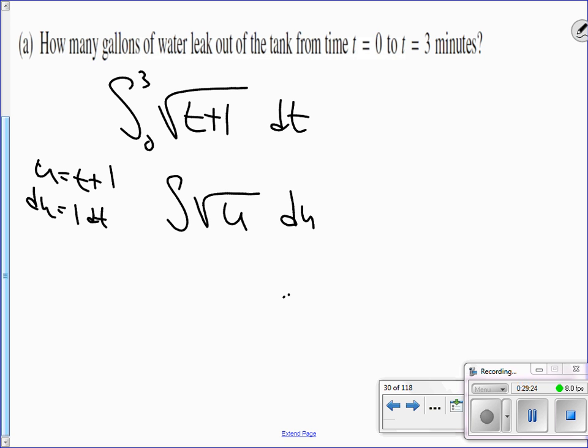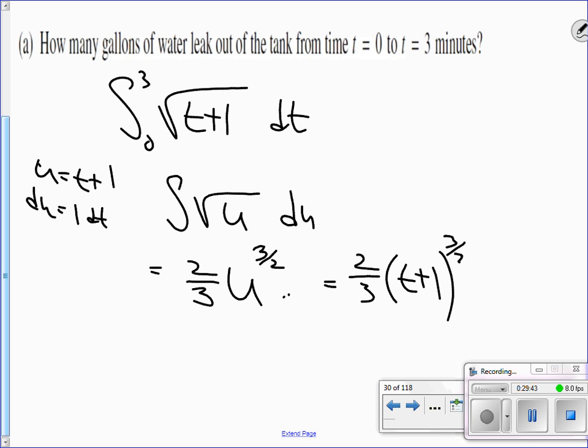What's the antiderivative of the square root of u? I heard 2/3. Let's put that u back in there. So you get 2/3 times (t plus 1) to the 3/2. That's the antiderivative. And we have to integrate it from 0 to 3.